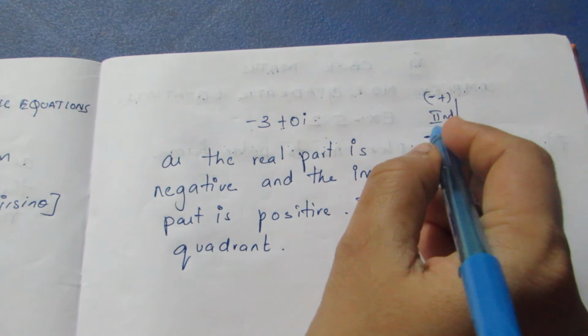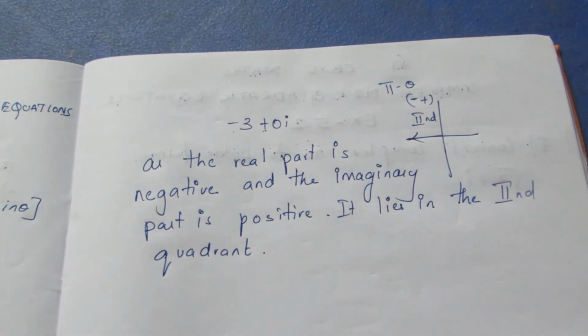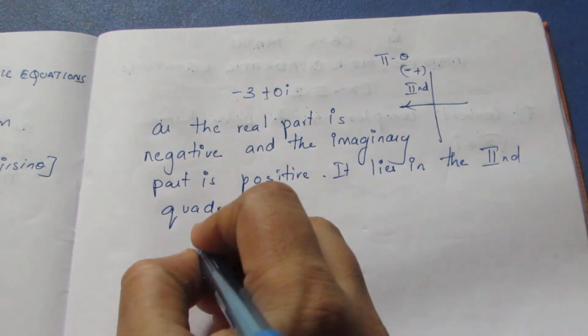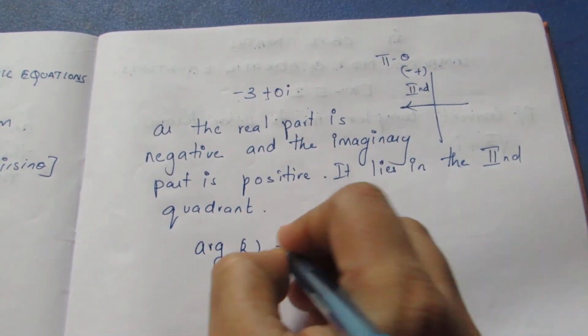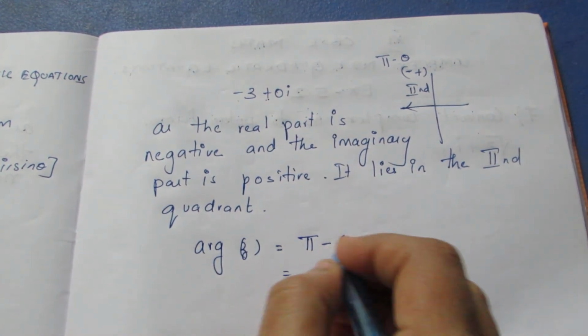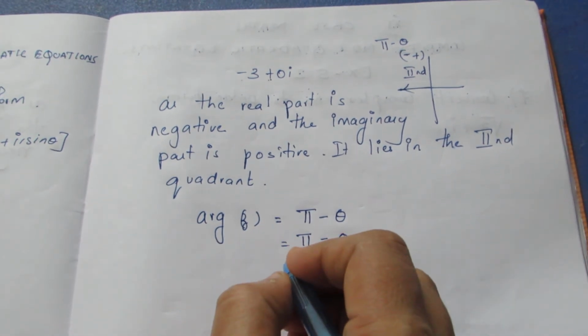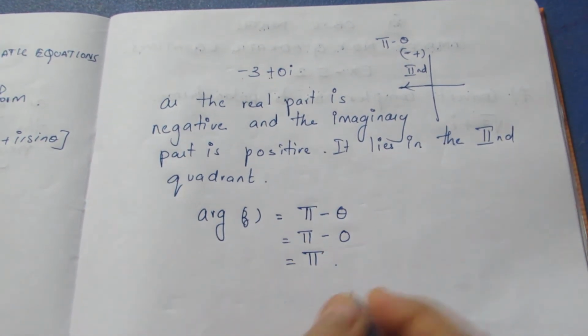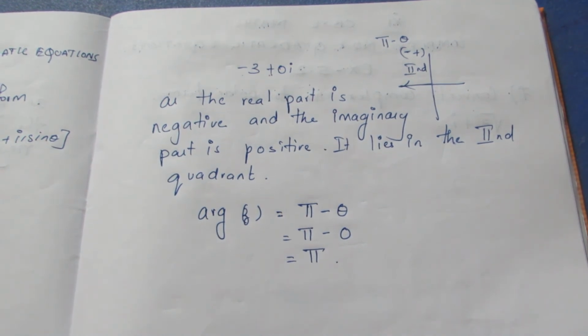We know that in the second quadrant it is pi minus theta. So we can write argument z is equal to pi minus theta. Here the theta value we found to be 0. So it becomes pi. Argument z is pi. Pi is the value of theta. We are going to substitute in it.